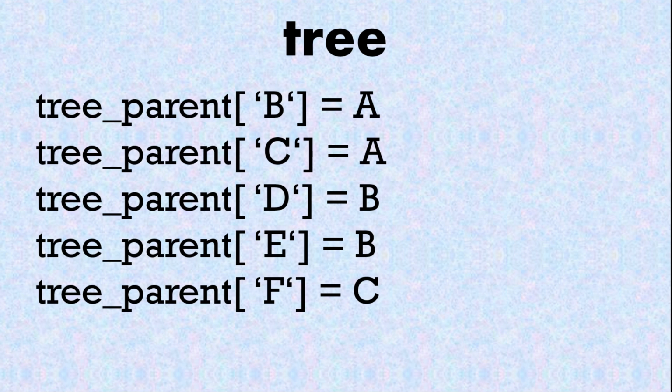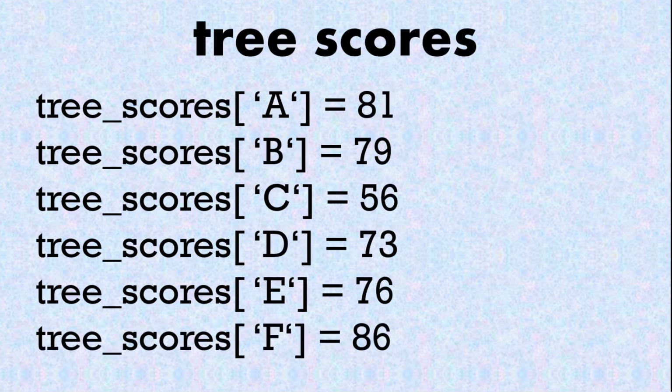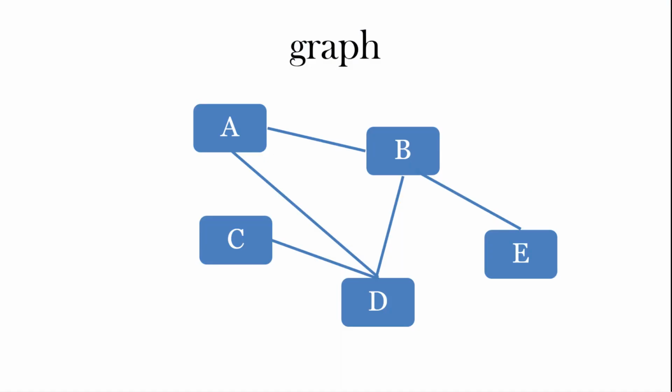So you could store other things using these keys. So here we have a dictionary tree scores, and we have the nodes in the tree and their scores. We mentioned graphs. So we can't use a dictionary because in a graph, we don't have children, and we don't have one parent.